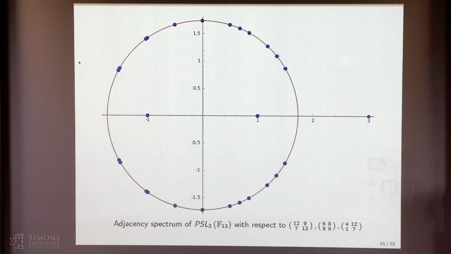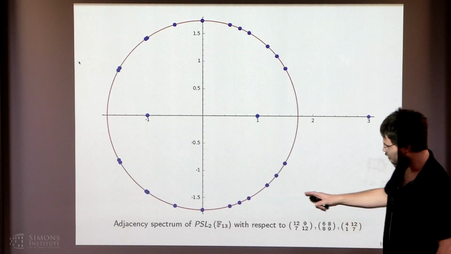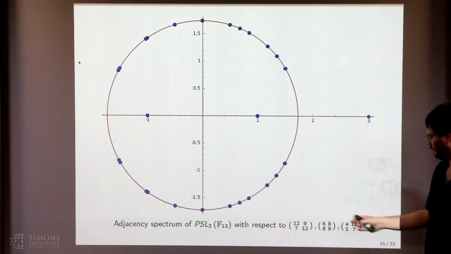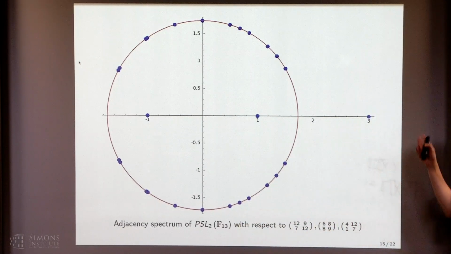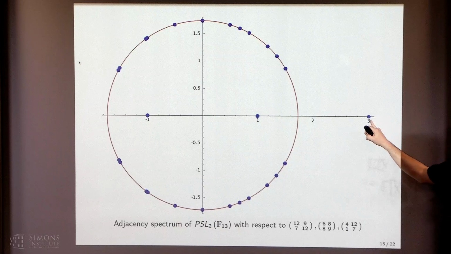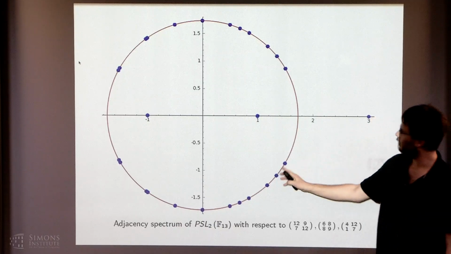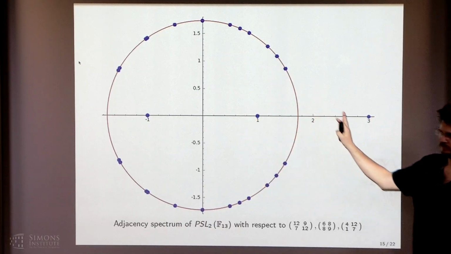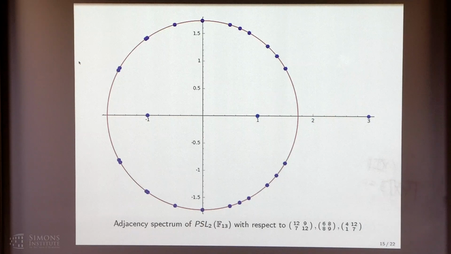So here's an example which is not bipartite. This is what I get for PSL2F13 with 3 generators coming from our gate. And it does what it should. I have that trivial eigenvalue at 3, and everything else is within square root of 3. So for me, this was a confirmation that we're not talking nonsense from some point onward.